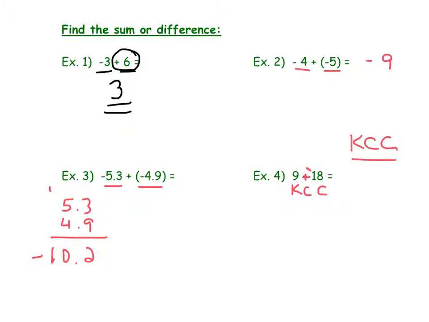Now I have addition, but I have a positive plus a negative, which means I subtract and take the sign of the bigger number. So 9 plus a -18, subtract the numbers, 18 minus 9 is 9, and the 18 is negative and it's bigger, so you'd get a -9 for your answer. So again, that's keep, change, change. Let's see that on some other examples.